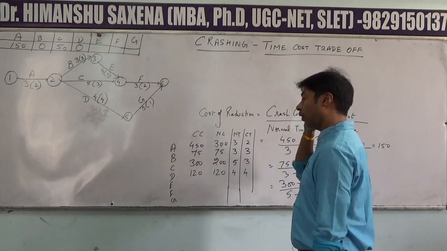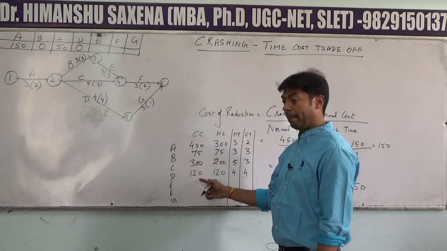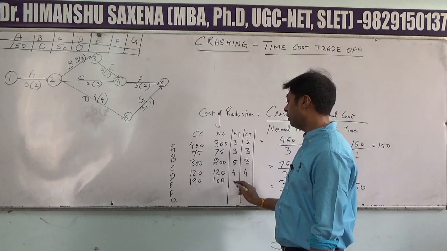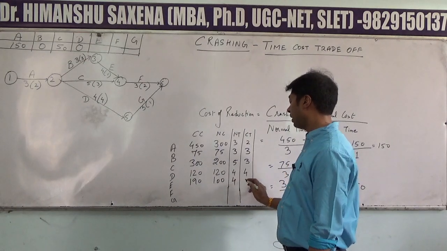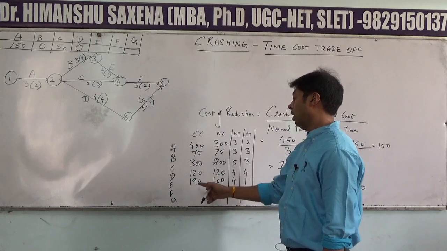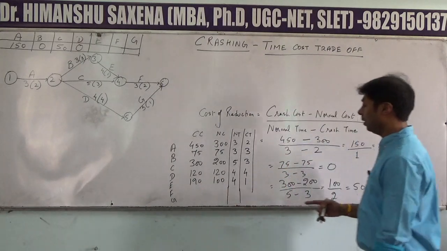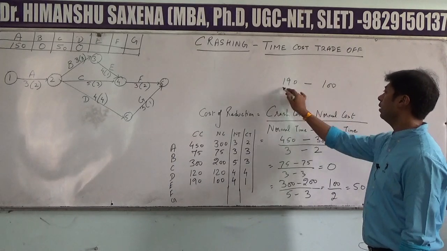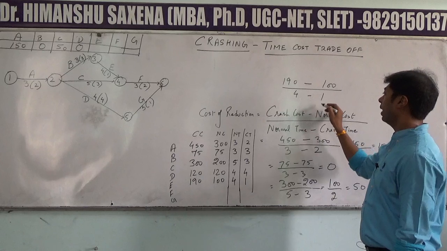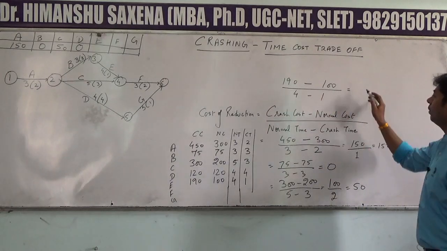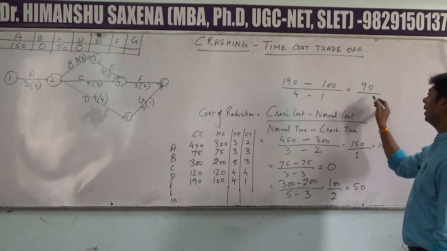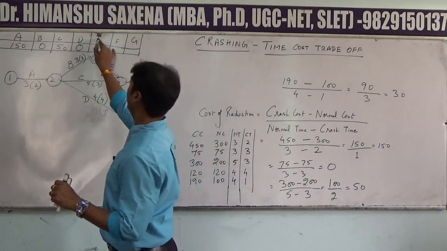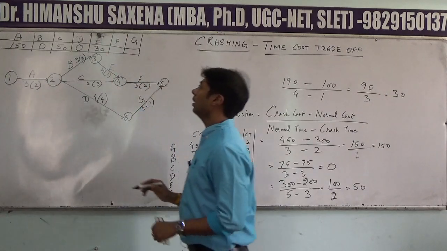What is the crash cost for activity E given in the question? 190 rupees. The normal cost is 100. Normal time 4 weeks and crash time 1 week. Now when we apply this formula, 190 minus 100 whole divided by 4 minus 1. So 190 minus 100 will be equal to 90 and 4 minus 1 will be equal to 3. So 90 by 3, the cost of reduction of activity E will be equal to 30.